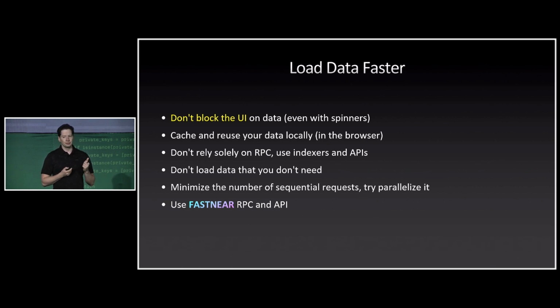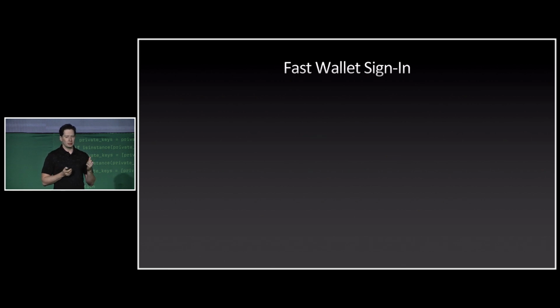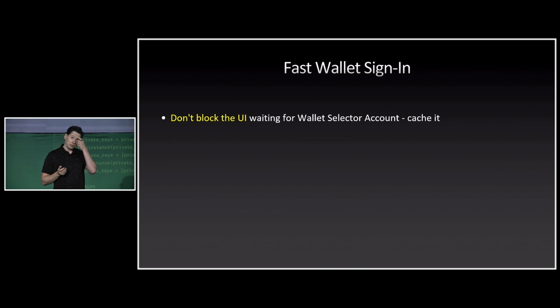So the next piece is going to be wallet sign-in. And there are also a few considerations you can make when you're building an app. So the first thing you can do is just don't block the UI and wait on the wallet selector, and just cache, for example, the account ID locally.